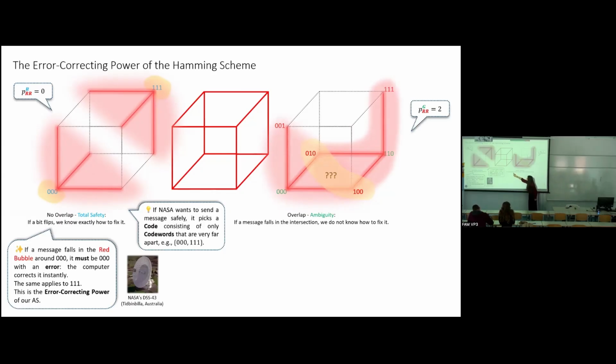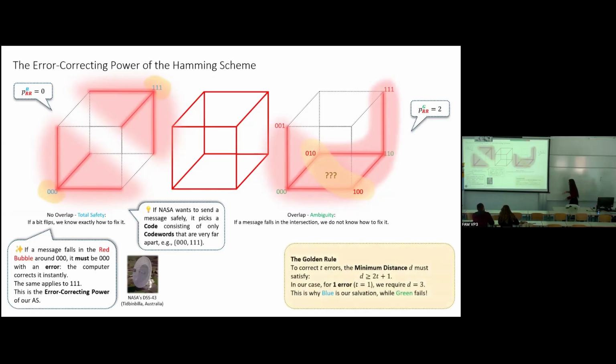If a message affected by noise falls in this area, we are not able to reconstruct the original message. Okay, that's the concept. So we don't want to pick this code. It's not a good code. Okay, it's not a code.